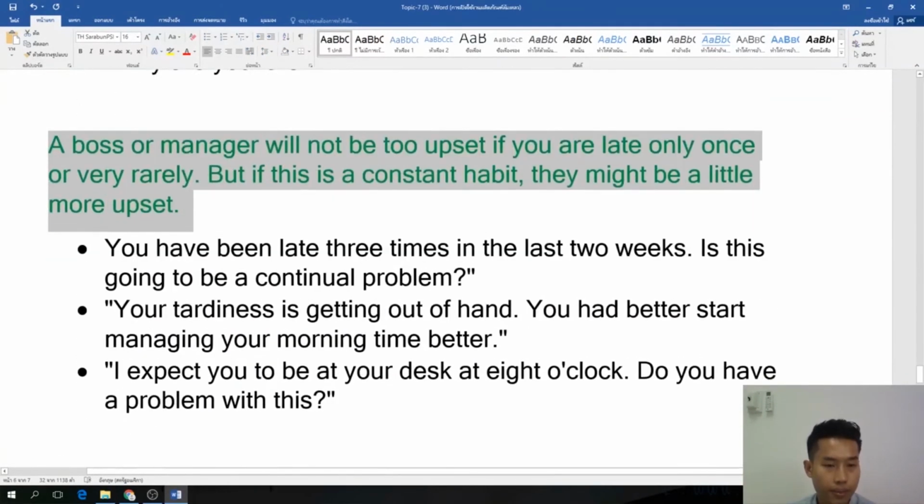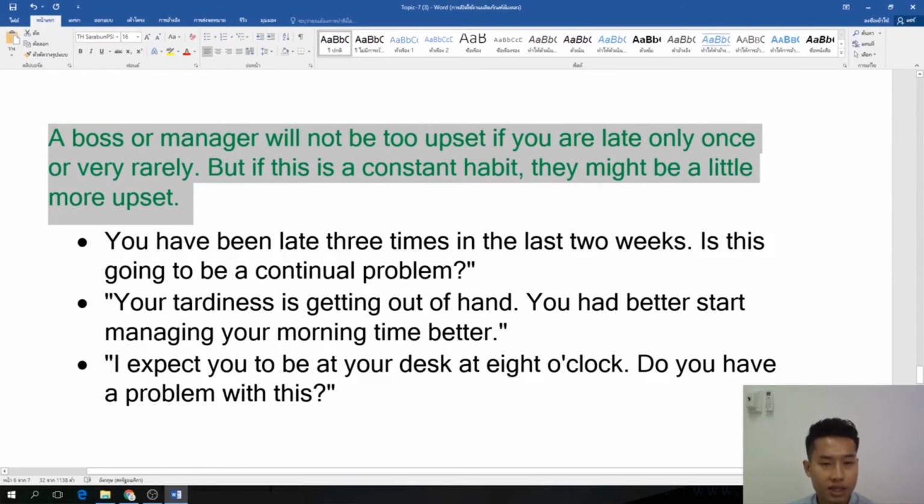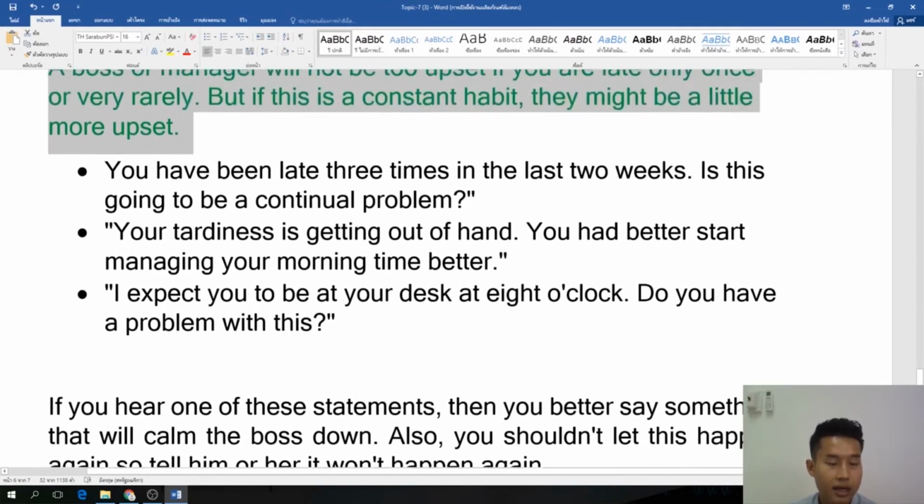A boss or manager will not be too upset if you are late only once and very rarely. But if this is a constant habit, they might be a little bit more upset.